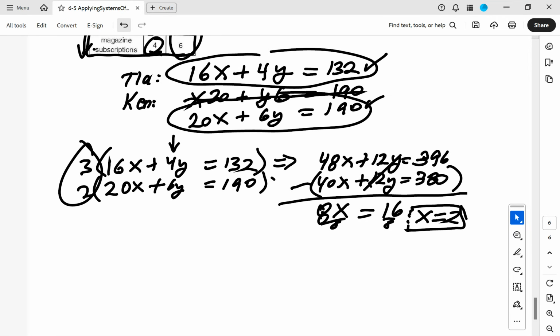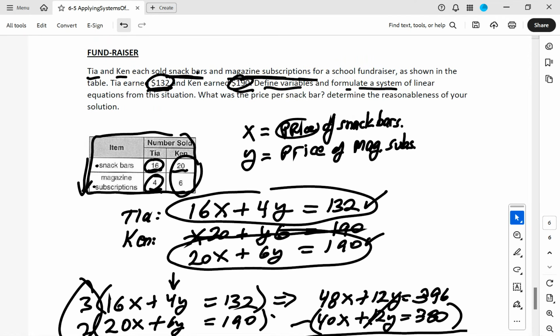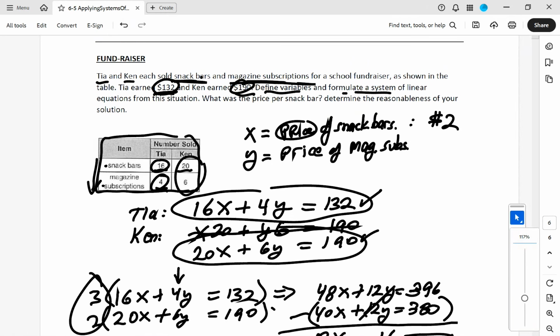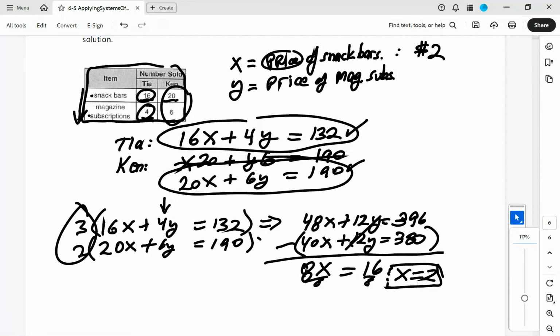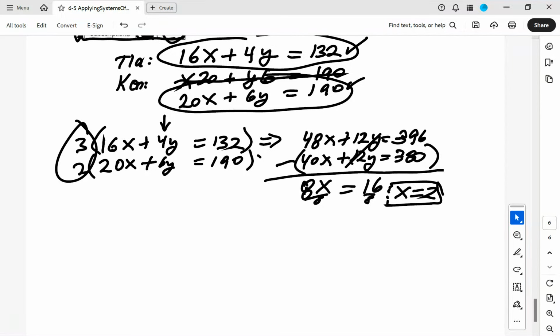If x equals 2, well, that tells us something. What was the x? The price of the snack bars. We now know that that's $2 per snack bar. Oh, that's what was being asked for. So we have to think, is it even worth it to get the magazine subscriptions? It's not necessarily, but I'm going to figure it out anyway.